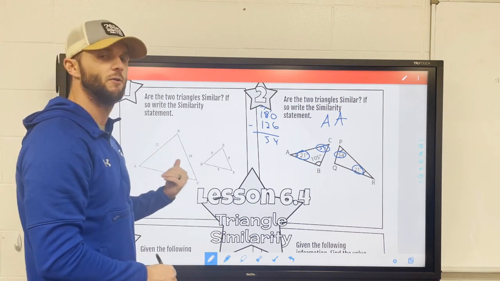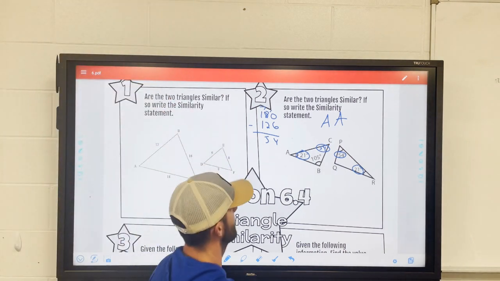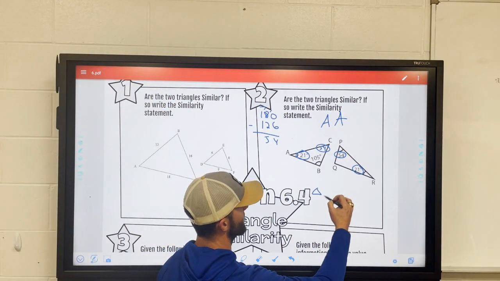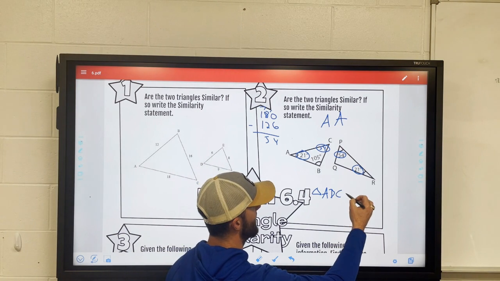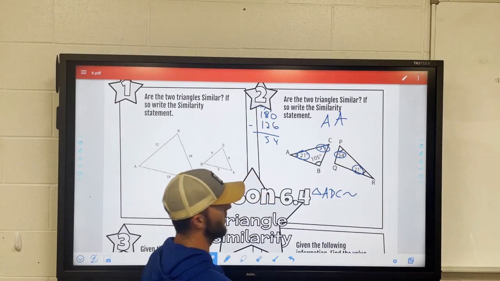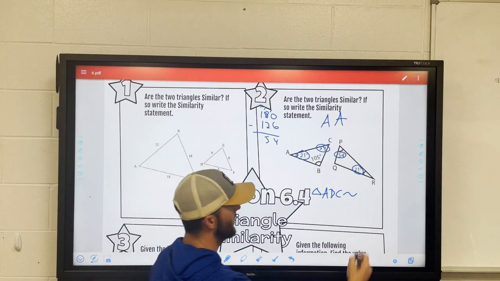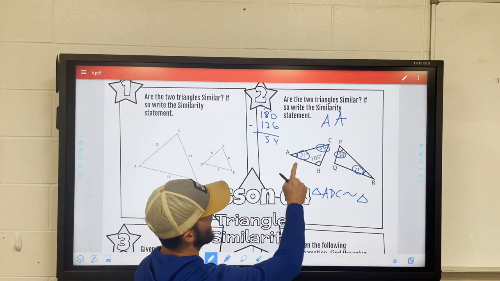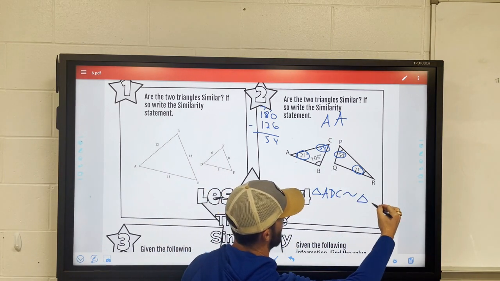So right now let's go ahead and write my similarity statement. So now I'm just going to start out with writing the first one. So triangle ABC is going to be similar. Remember, squiggly line means similar. So triangle, it looks like angle A is going to be congruent to R.